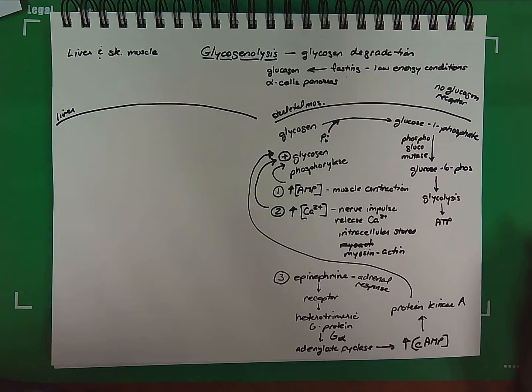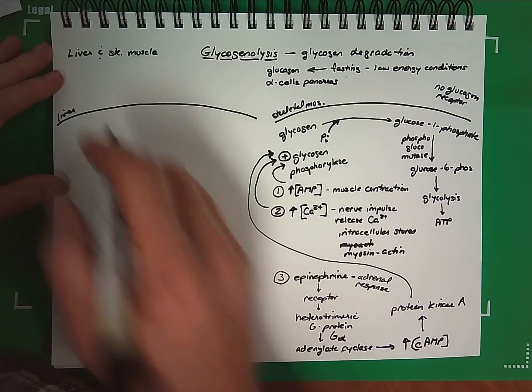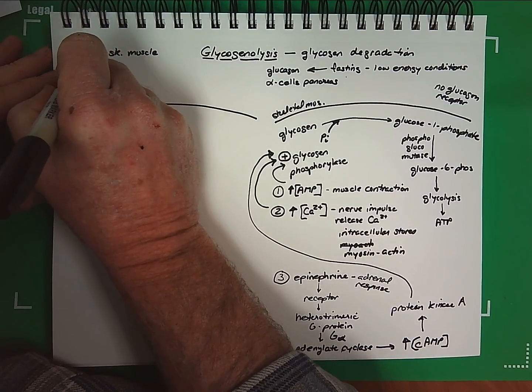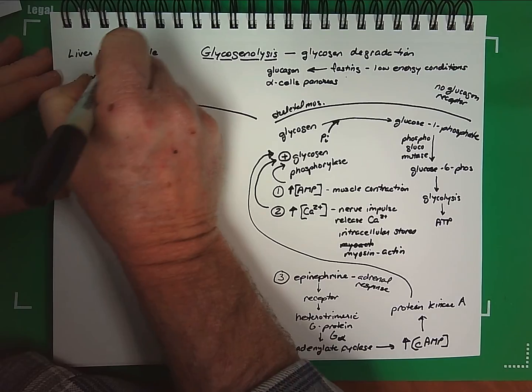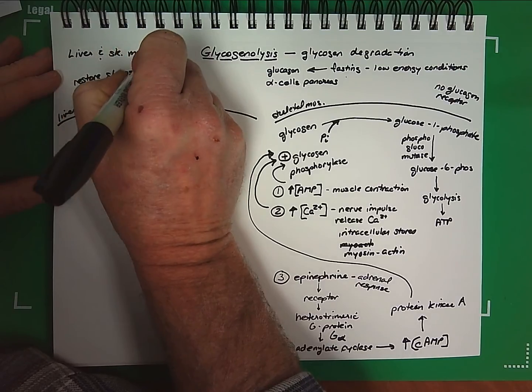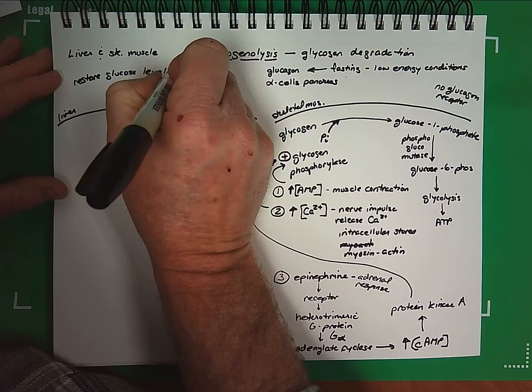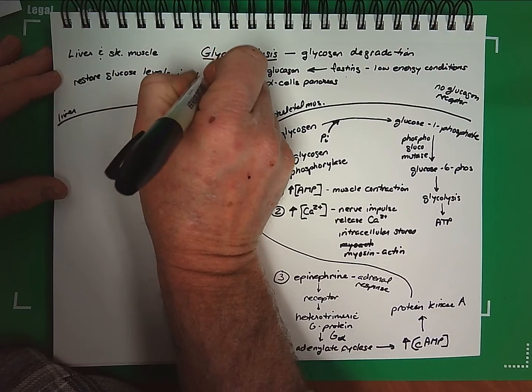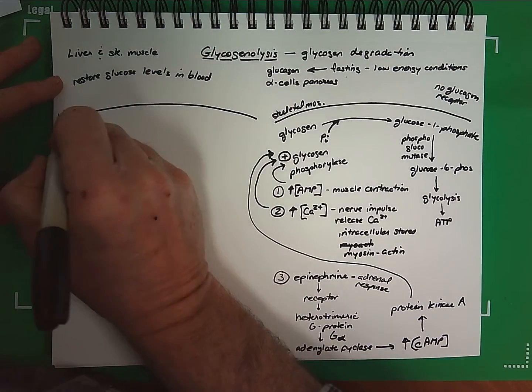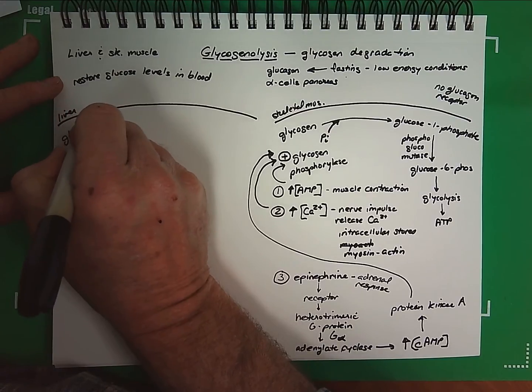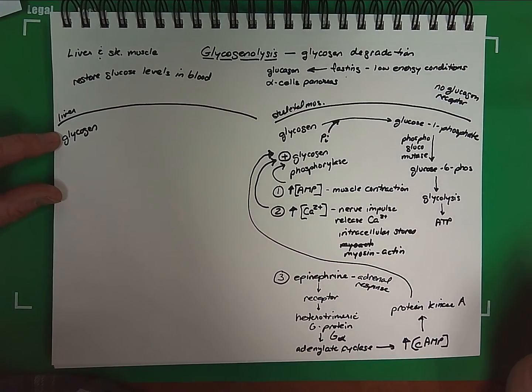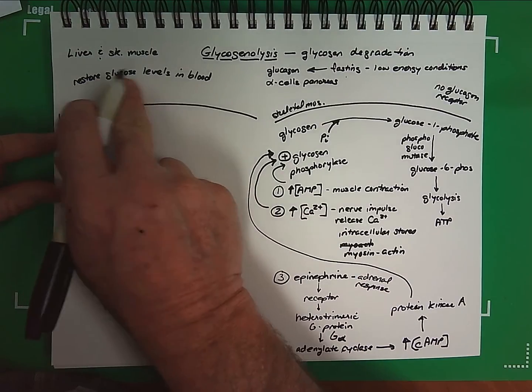Now let's take a look at liver. The job of liver is to restore glucose levels in the blood. So the glucose that is stored as glycogen in liver is not going to be used by the liver cells. The glucose is going to be released by the liver from the glycogen stores and put into the blood to maintain glucose levels in a fasting state.